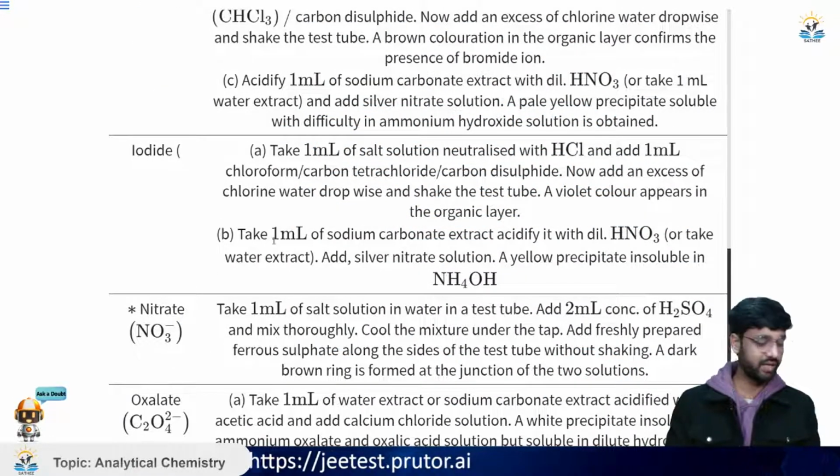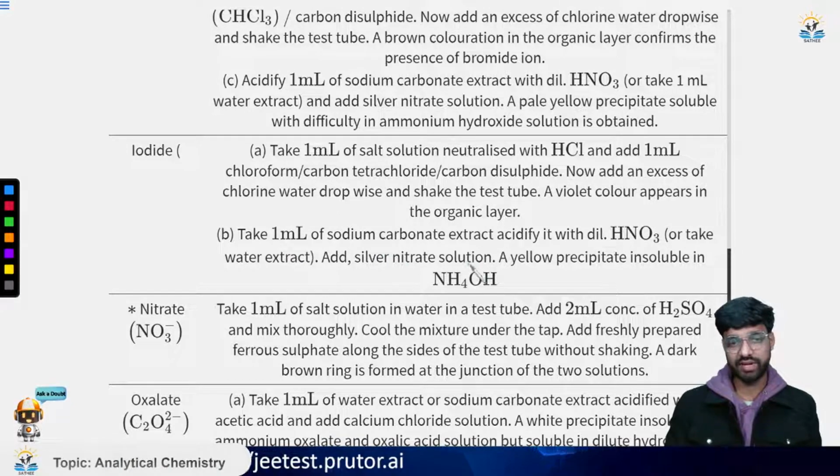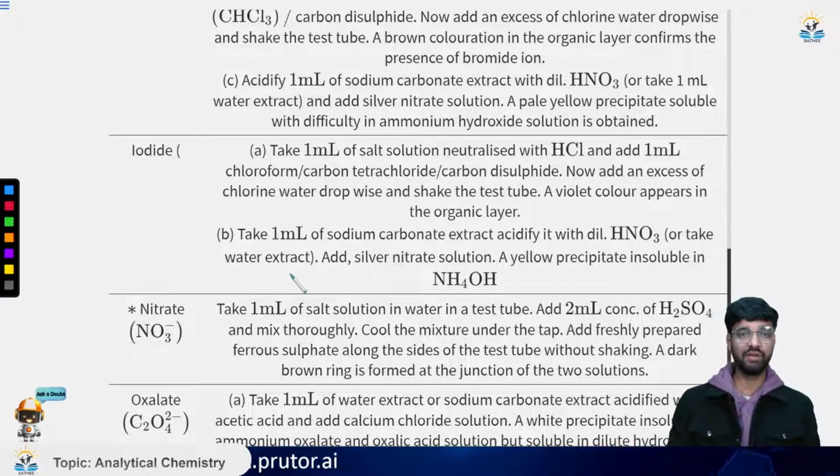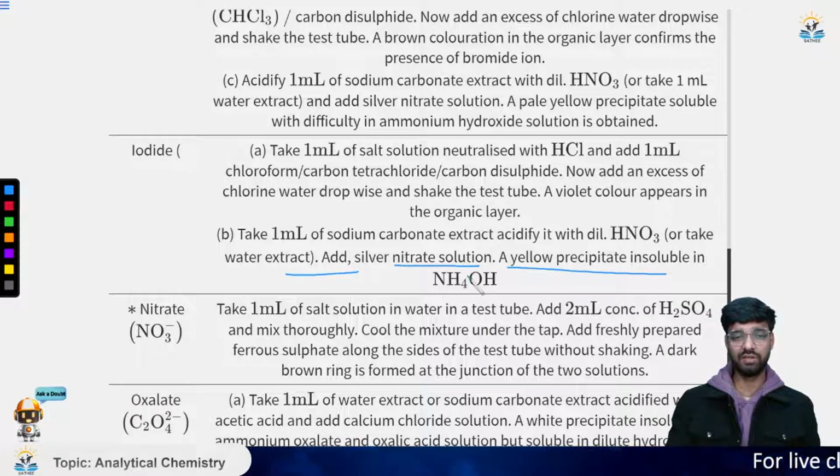Now what do we take? We take 1 ml of the sodium carbonate extract, acidify it with dilute HNO3, or take the water extract, and add silver nitrate solution. Then a yellow precipitate, insoluble in ammonium hydroxide, is produced.